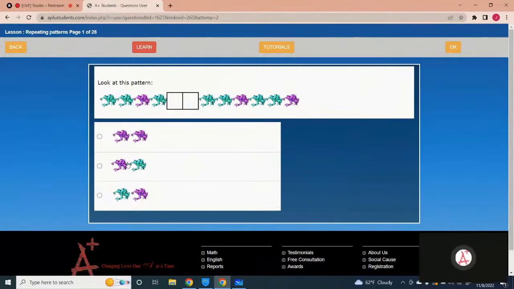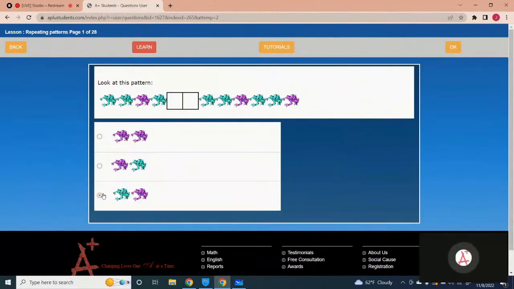One, two, or three? Hi Nancy and BC, which is the correct option? That would be option number C, because you have one blue already here. Now you have two of the blues and one purple. So that means right after one blue, you need one blue and one purple. Got it? So the correct option is option number C.